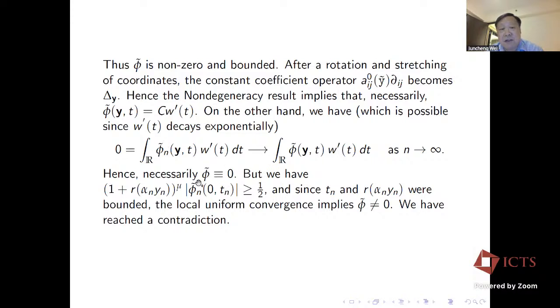So phi tilde must be 0. And this is a contradiction because we assumed that this is greater than or equal to half. Okay, so since Tn and R are both bounded, this is the simple case. The simplest case is the points stay bounded and the T stay bounded. So locally you see some bump, but since your solution is orthogonal to this, since you have a non-degeneracy, this cannot happen.